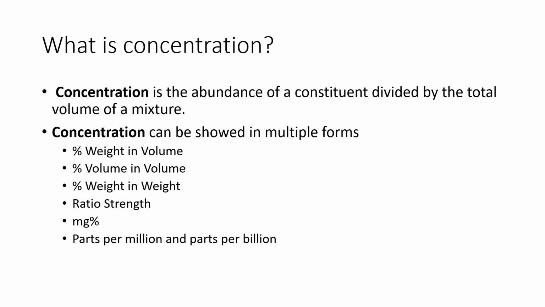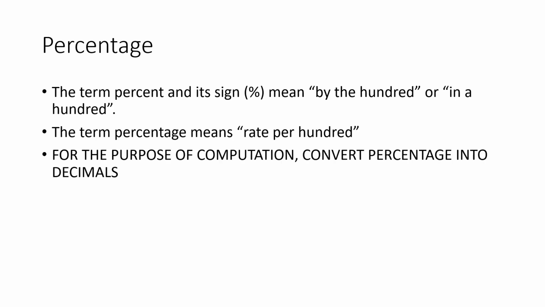You have percent weight in volume, percent volume in volume, percent weight in weight, ratio strength, milligram percent, parts per million, and parts per billion. So, iisa-isahin po natin yan kung ano yung sabihin and paano or kailan siya ginagamit. So, we have first, percentage. Pag sinabi natin percentage, the term percent and its sign mean by the 100 or in 100. So the term percentage means rate per 100.